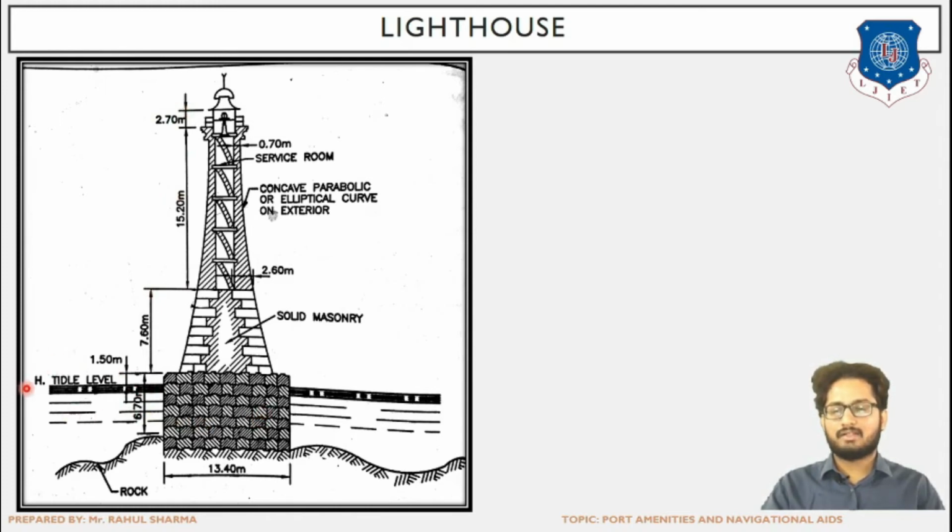Tidal level, that is the high tidal level, has been shown, and as we can see that the foundation is a bit above the high tidal level. So basically the effect of the high water level has been taken into account. So we keep the finished level above the high tidal level, keeping the height of water in mind. Solid masonry, that is the lighthouse structure which has been constructed of the masonry. It can also be a CC construction.